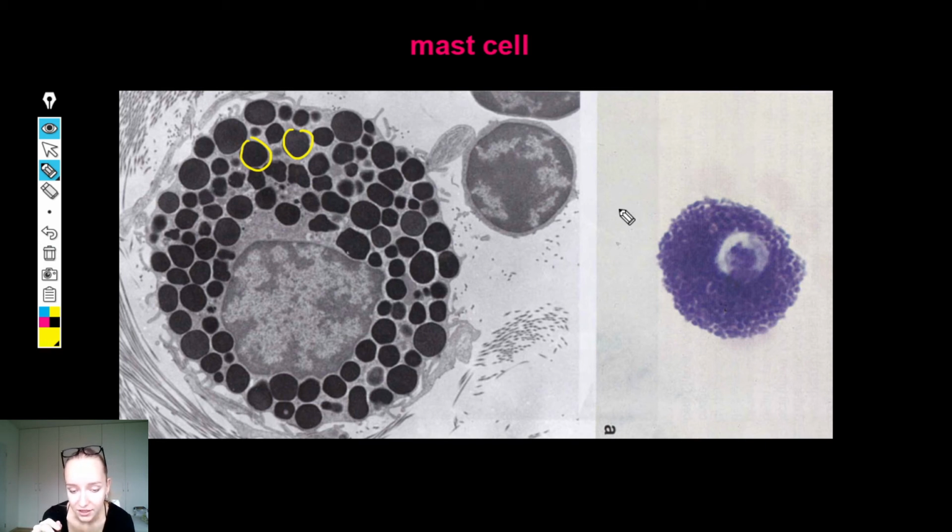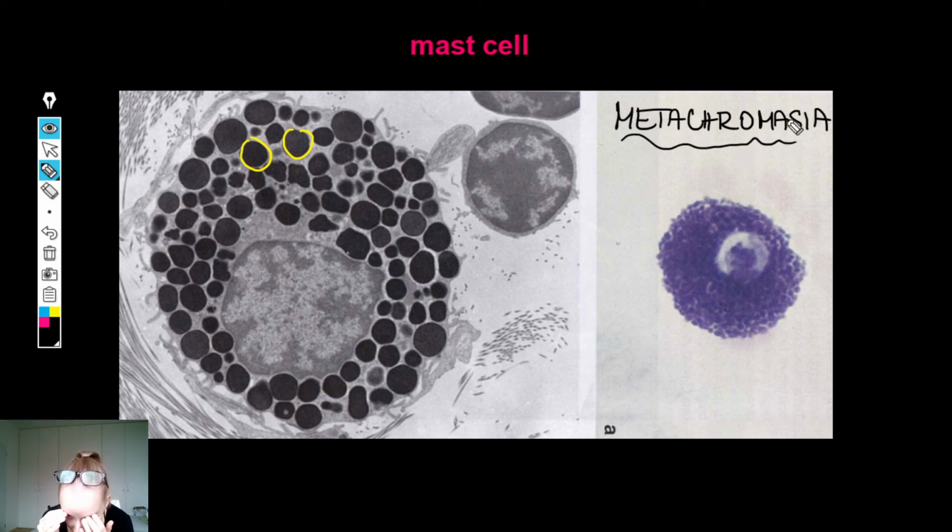It's called metachromasia. I'm going to write it down. Metachromasia. It's typical for these granules of a mast cell, and I'm going to make an example. For example, we stained this mast cell right here with toluidine blue. So these granules should be blue, yeah? But they change color when stained. They are violet. And this is the metachromasia.